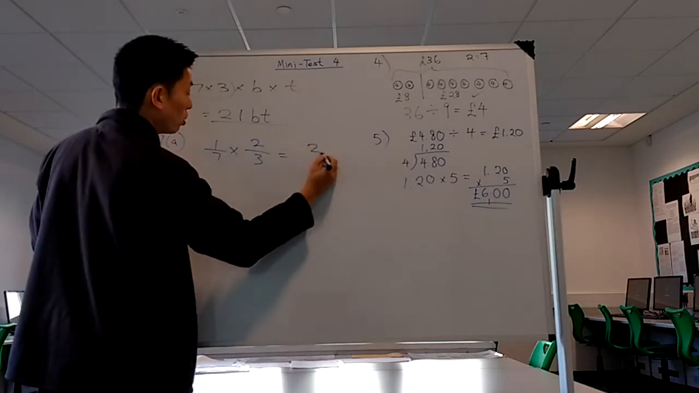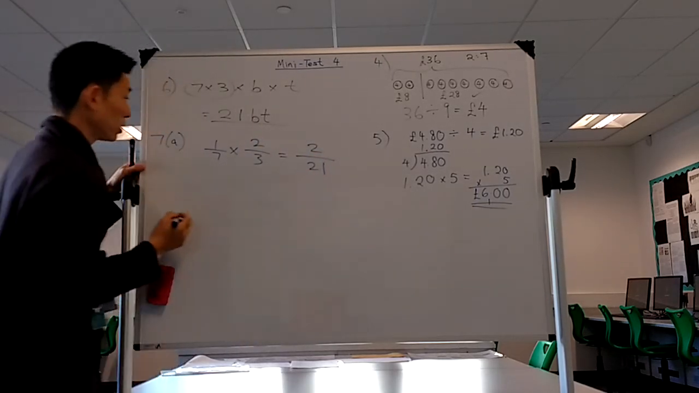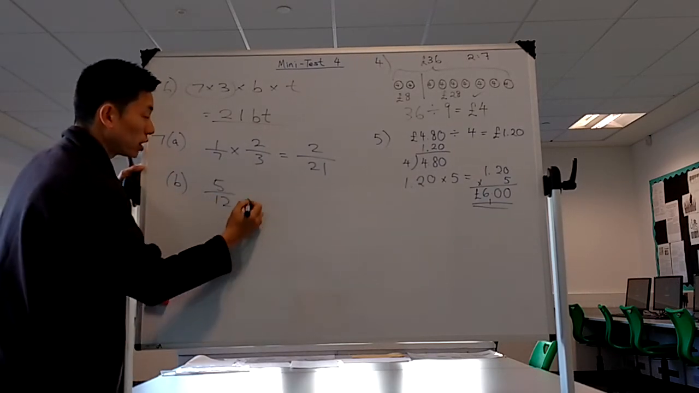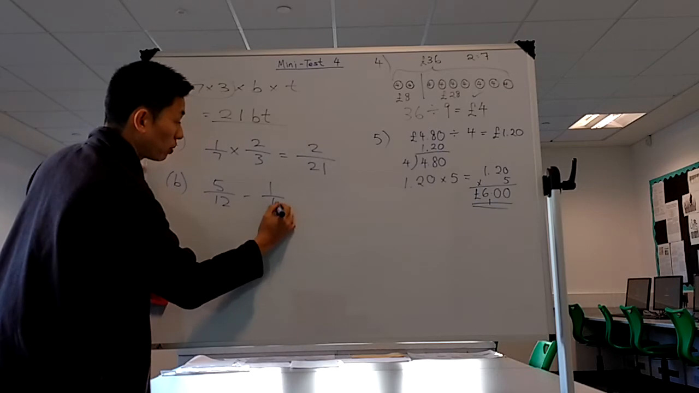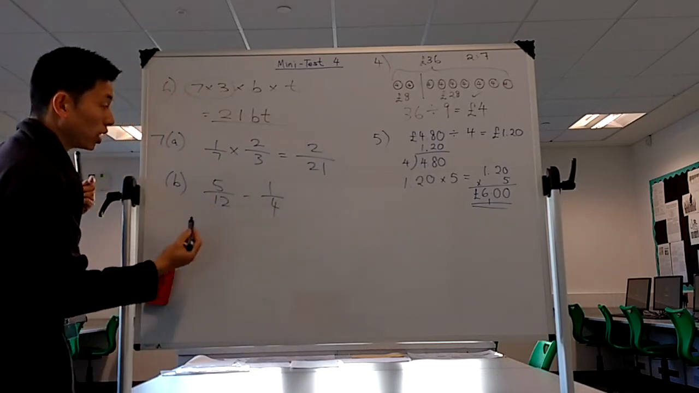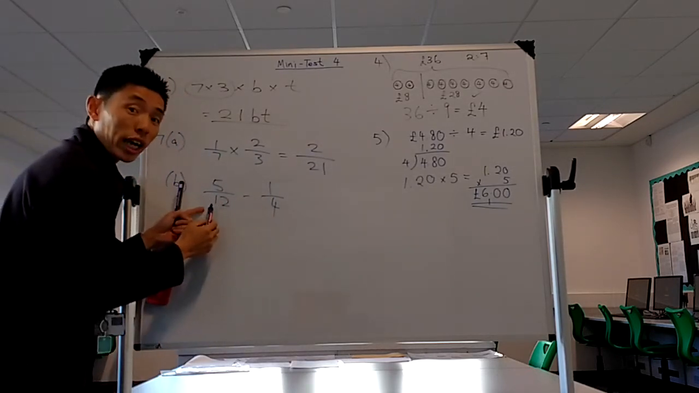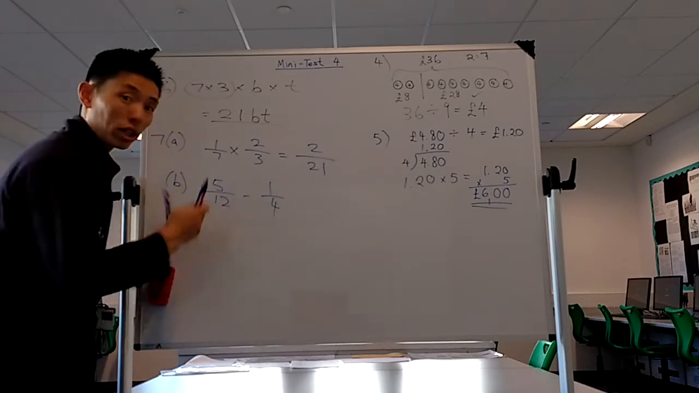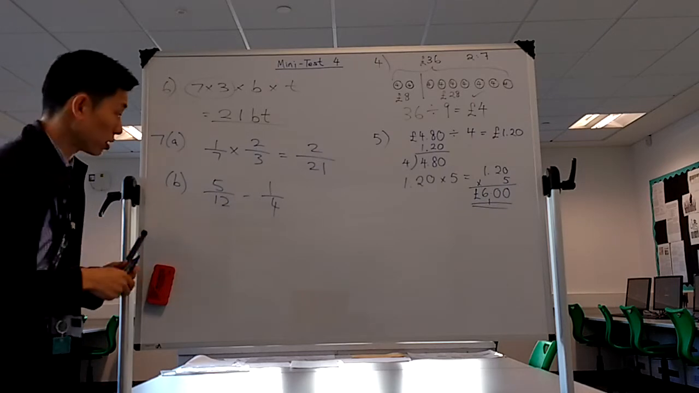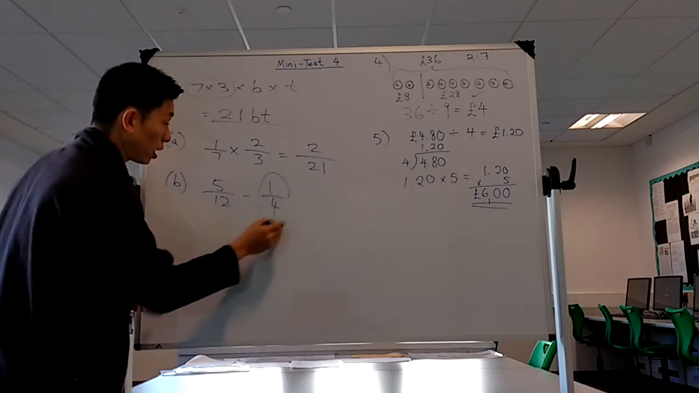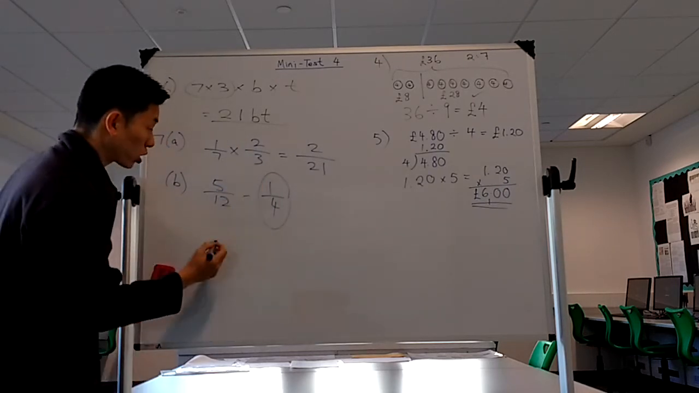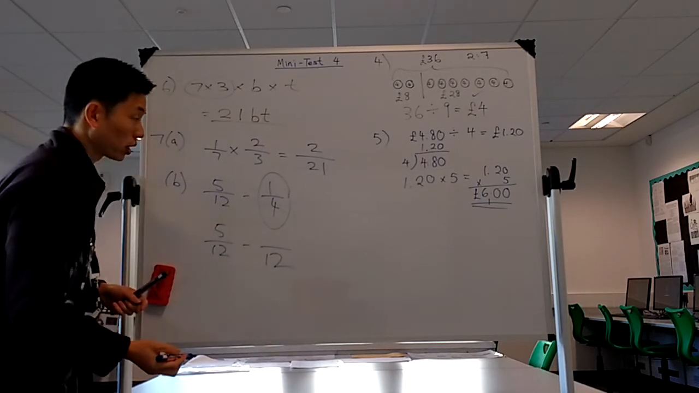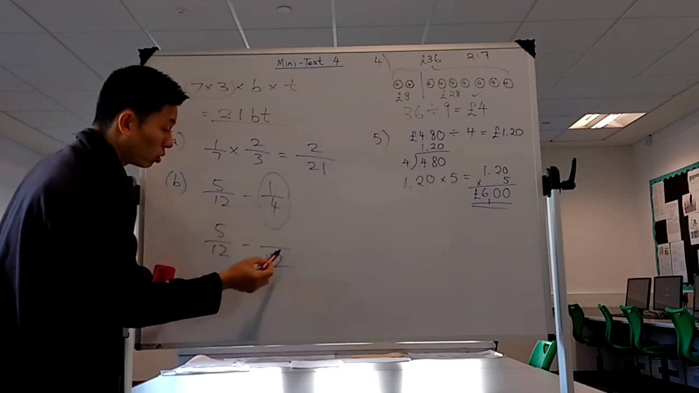2 times 1 is 2, 7 times 3 is 21. And for part B, 5 over 12, take away 1/4. Now, the examiner is going to want to see that you cannot take away fractions just by doing 12 take away 4. They're not in equal proportional slices. So what you could see as an opportunity is to change the quarter into 12ths. So how many 4s make 12?